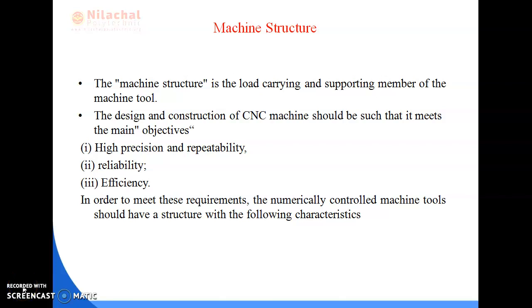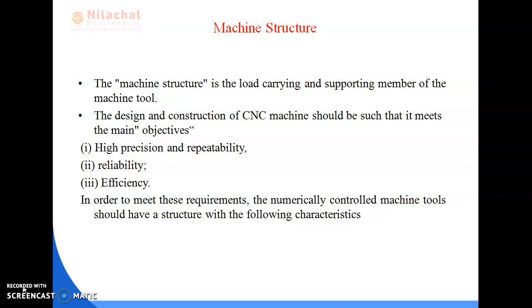Machine structure. The machine structure is the load carrying and supporting member of the machine tool. Means here all the loads and vibration of the tool will be stored. The design and construction of a CNC machine should be such that it meets the main objectives: high precision and repeatability, reliability, and efficiency.